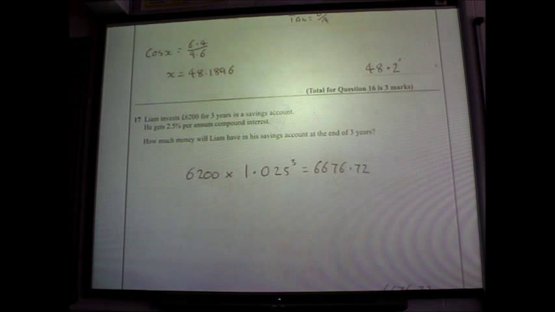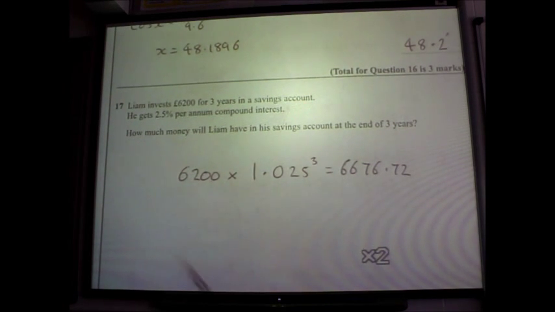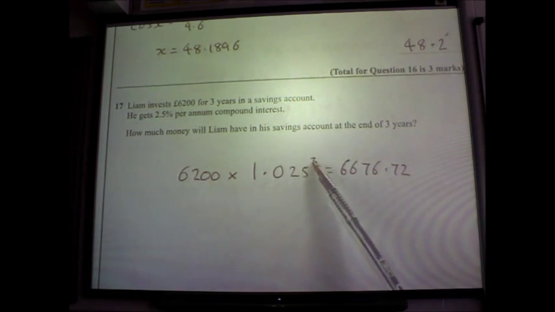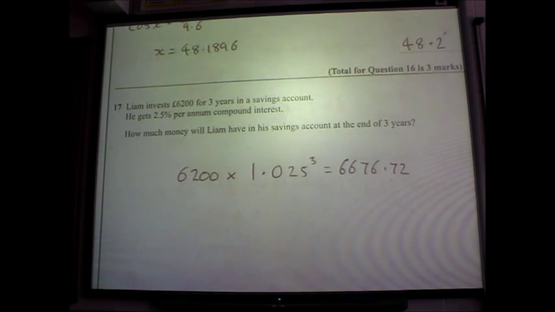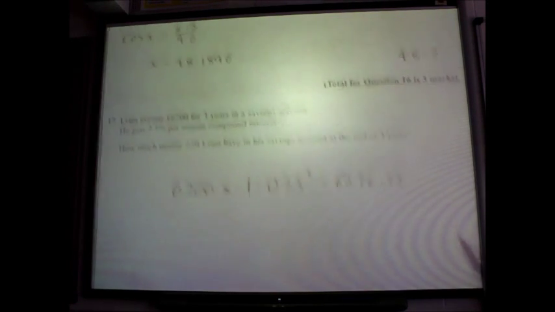Question 17. Nice and easy, this one. Compound interest. So what we're going to do is, it involves powers, so it's £6,200 multiplied by the 1, because it needs to stay the same, plus 0.025 to the power 3, because it's for 3 years, and that's £6,676.72. Nice and easy.